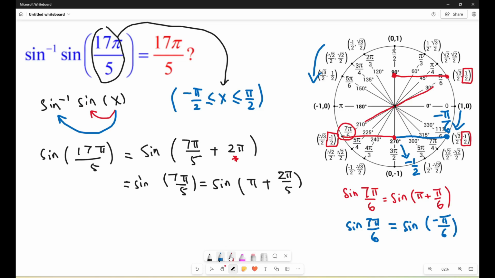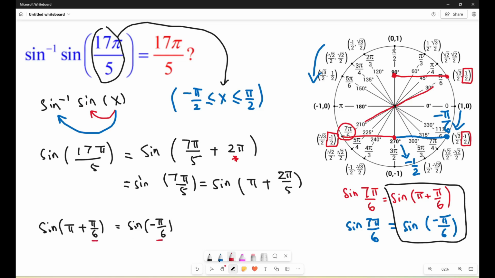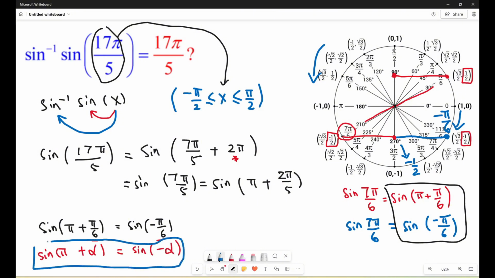Makes sense. Now by the transitive property, I have this equal to this, so I write this one over here. You look at these and they're opposite, so I'm going to generalize this formula. Sine of pi plus alpha equals sine of negative alpha. This is the formula you need to know. I'm going to apply this formula over here. Alpha in this situation is 2 pi over 5, so I just write this one as sine of negative 2 pi over 5.